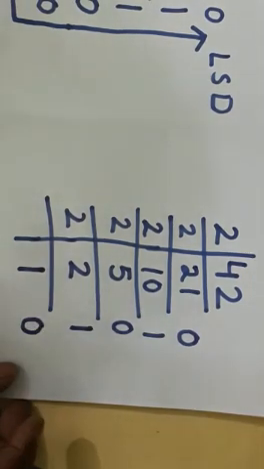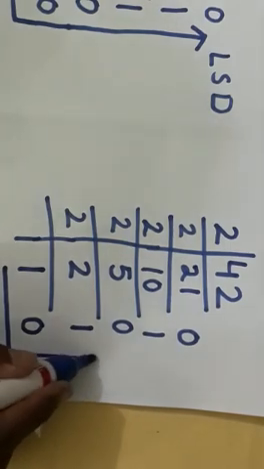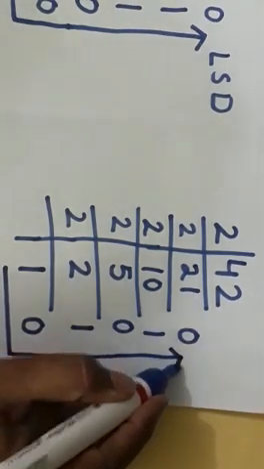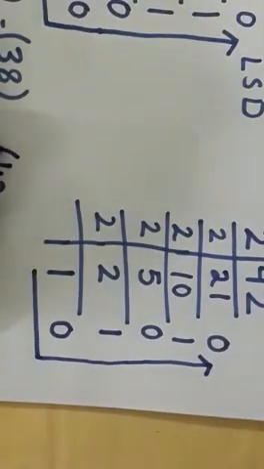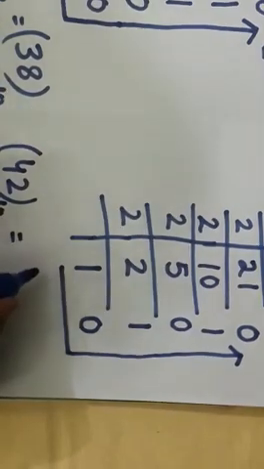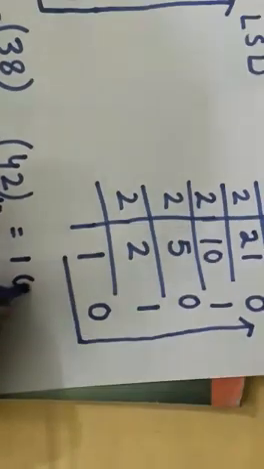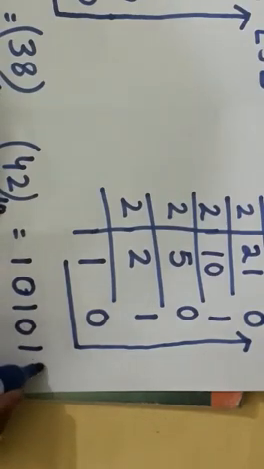So how will we write the answer? Starting from the base, go up till here and then write the number. So you can write it this way: 42 base 10 is equal to 1 0 1 0 1 0.